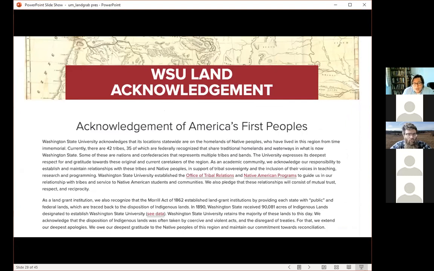We've also seen some similar moves at Washington State University, Pullman, which actually rewrote its land acknowledgement using the project data and pledged to commission a team to determine reconciliation plans. Something similar is going on with Texas A&M, who's working toward assembling a task force to better understand the history of the Morrill Act for their institution as well.